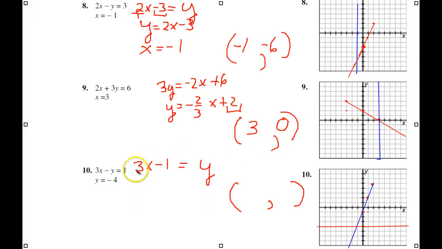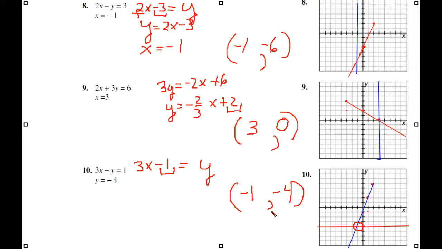Okay, here we brought the y over. My y-intercept is a negative 1. My slope is over 1, up 3, and my other line is y equals negative 4, which is a horizontal line. So it intersects right there, and this is over 1, so that's going to be a negative 1, and that's going to be a negative 4.